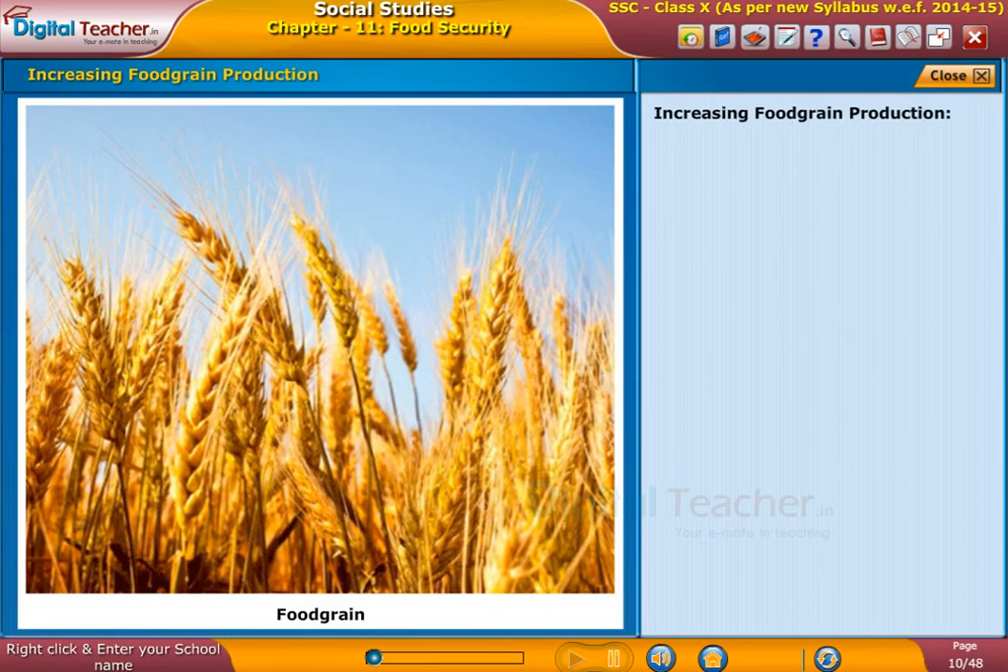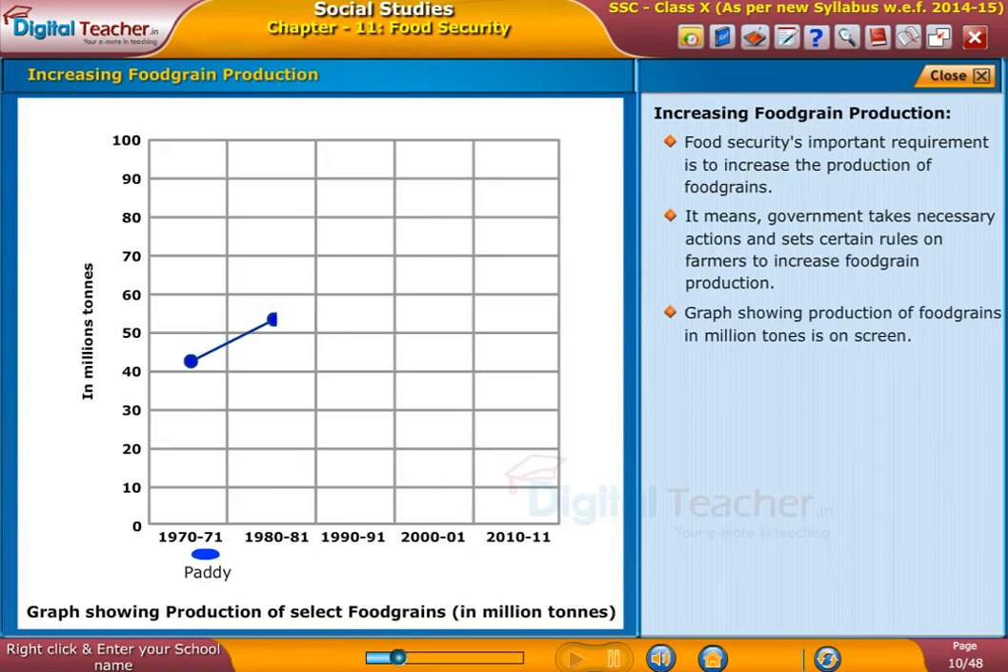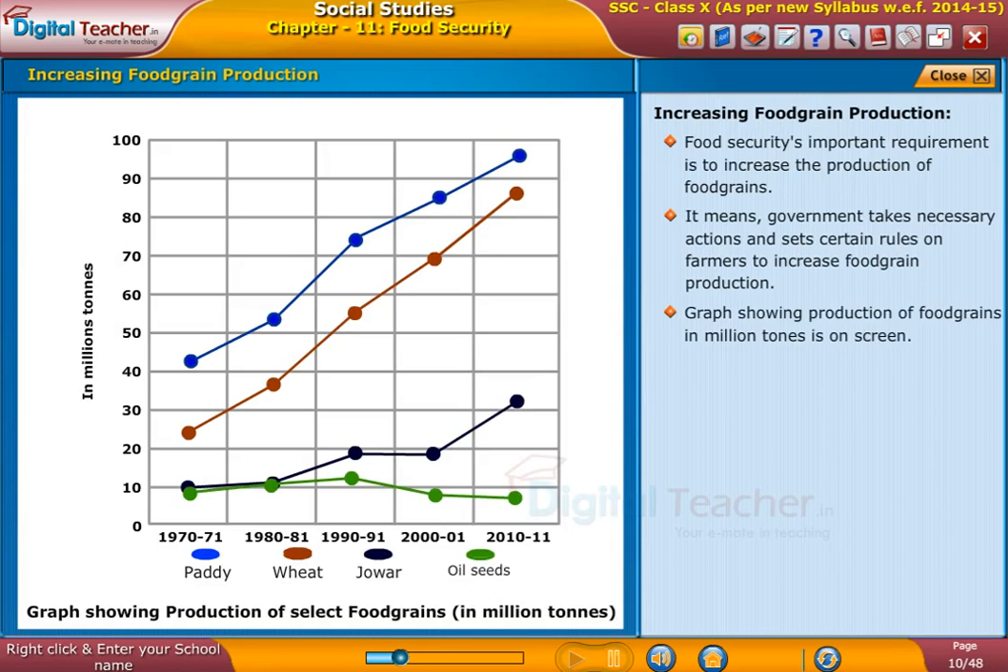Let us first learn how to increase the food grain production. Food security's important requirement is to increase the production of food grains. It means government takes necessary actions and sets certain rules on farmers to increase food grain production. Graph showing production of food grains in million tons is on screen.